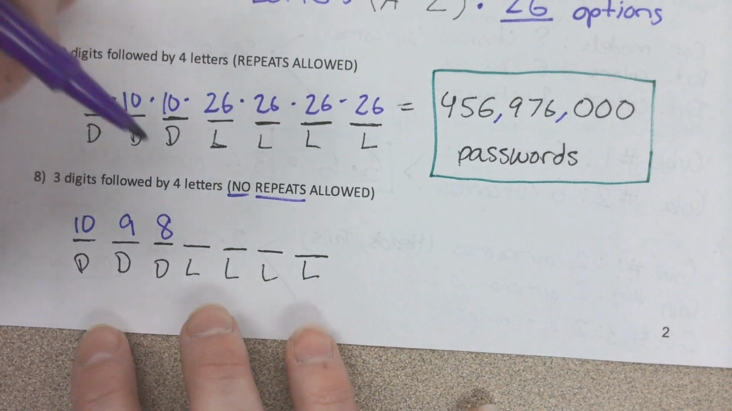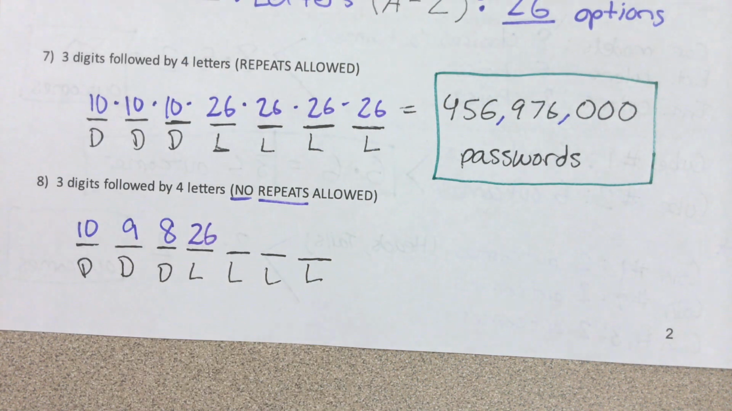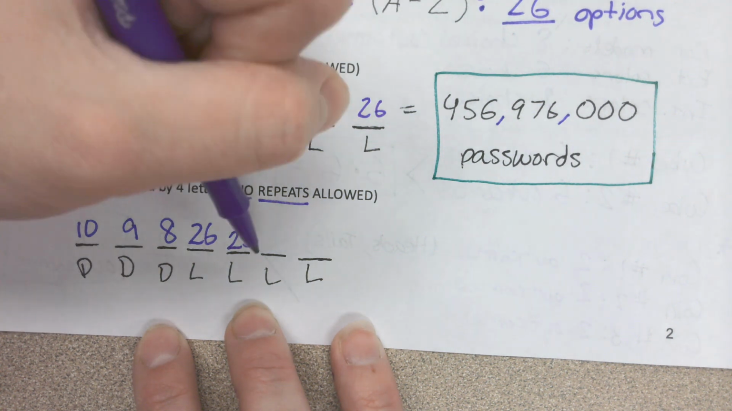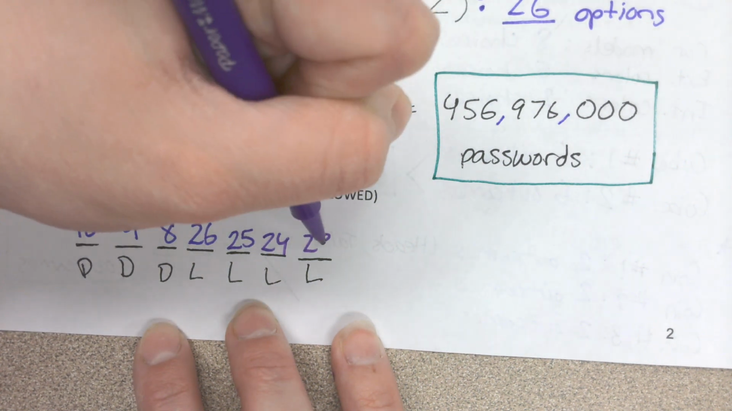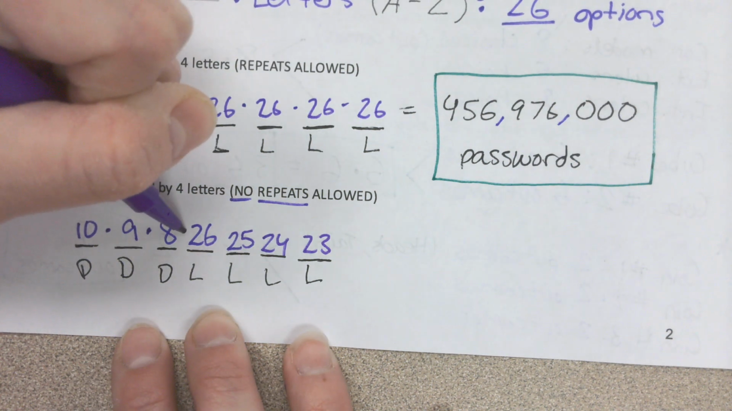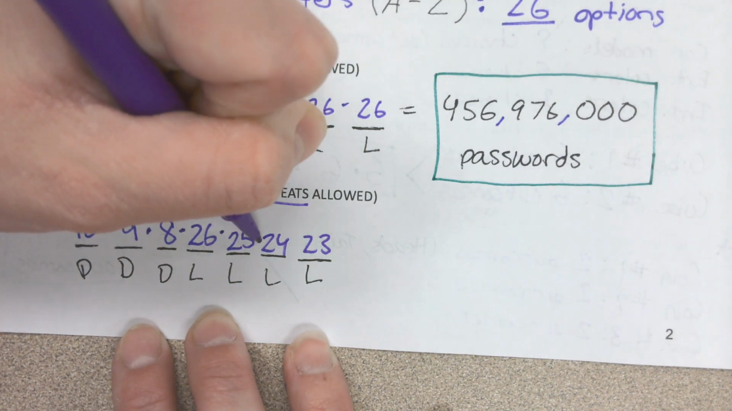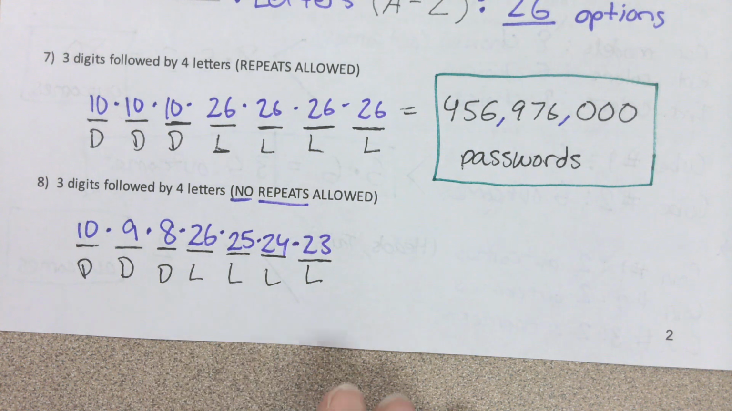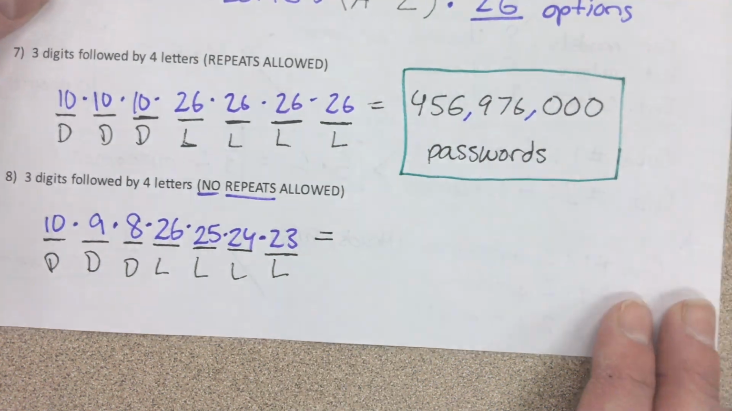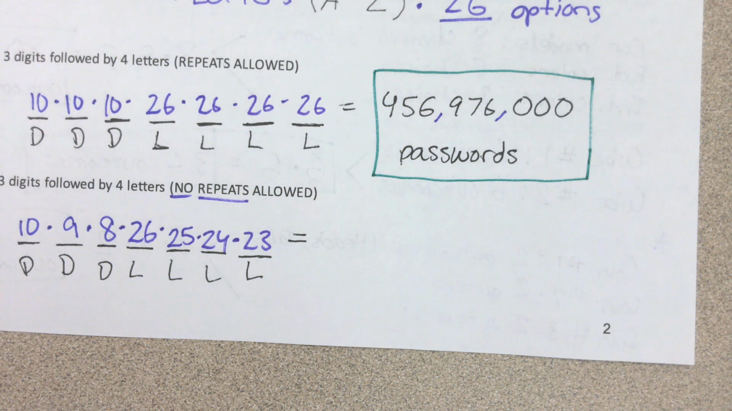We do the same thing with letters. First letter, I have all the options. I got 26 of them. When I use one, I take it away. Now I have 25 left for the second blank, 24, 23. And again, we multiply all of those together. We'll multiply that in our calculators to get the new number.